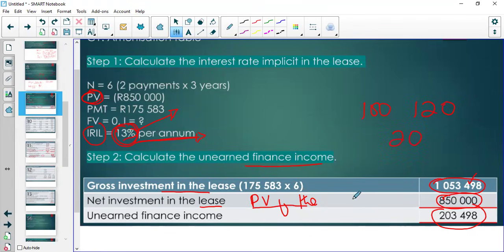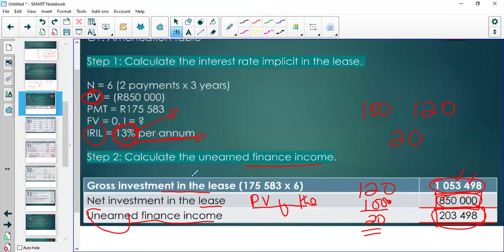So you will receive 120 after giving out 100. So the difference is the interest, financing income. So you will receive 1053,498 after giving away something worth 850. So the difference will be the interest, but it's not yet earned. So that's the unearned finance income.